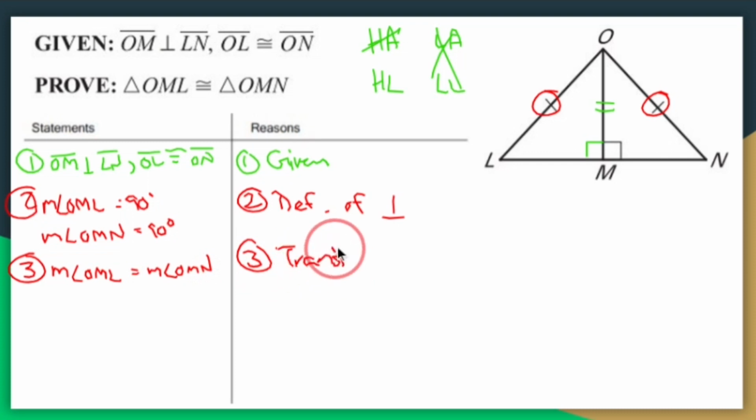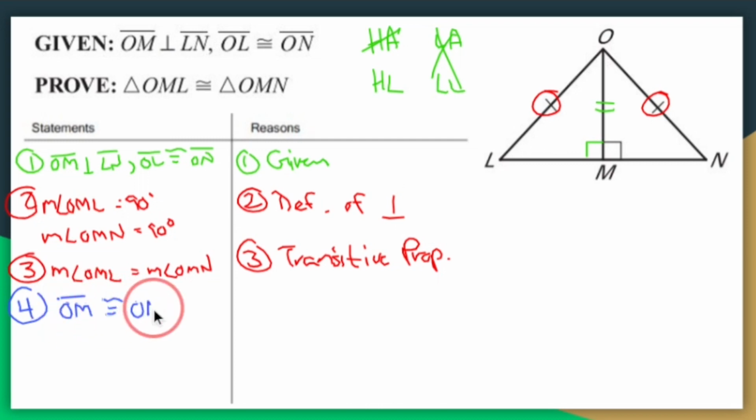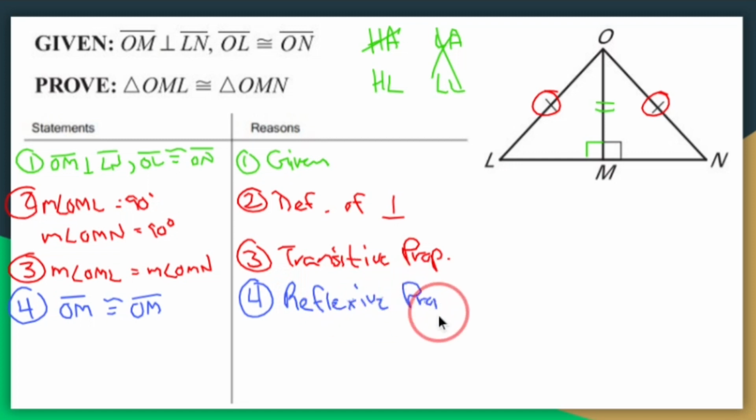Now, a lot of people might be like, well, why do we have to write out both of those steps? You kind of do. It's dumb, but you kind of do. You have to show that they're 90 degrees, and then you have to show that they're equal. And now that they're equal, you're in good shape. Now, what I can say is OM is congruent to OM by the reflexive property. Whenever you say that two lines are exactly the same, because they are the same, you're using the reflexive property.